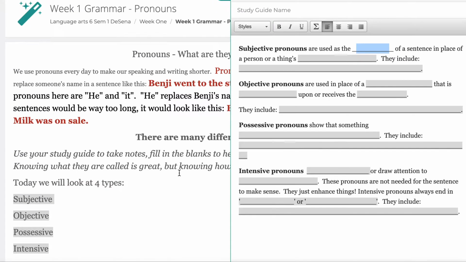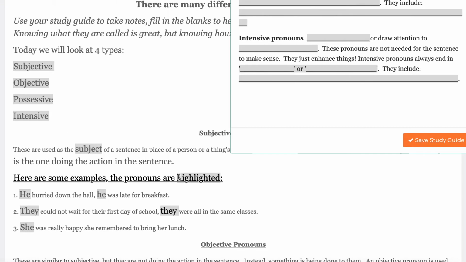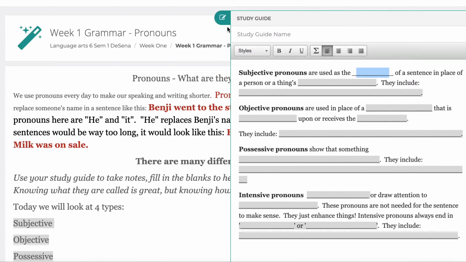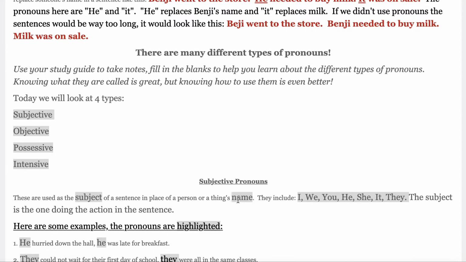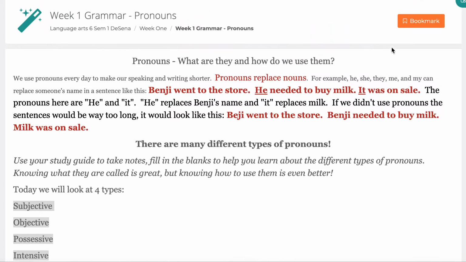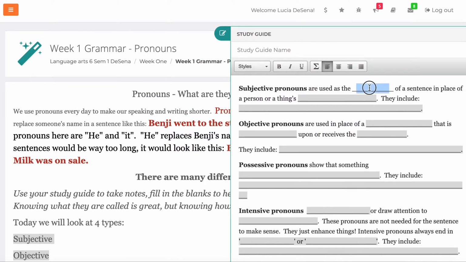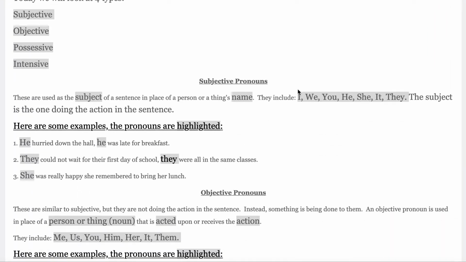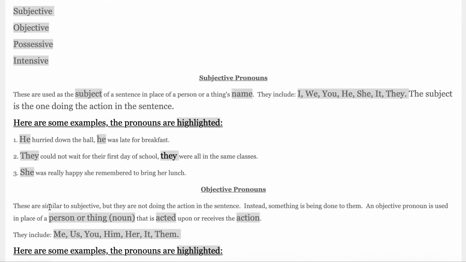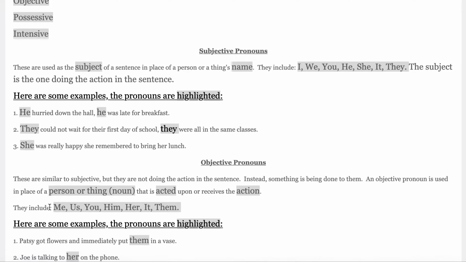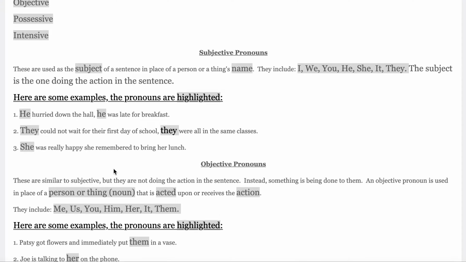A person or a thing's, let's see, what does it say in the lesson? A person or a thing's name. So that highlight means that you can put that word name here. They include, so the subjective pronouns are I, we, you, he, she, it, they. Okay? All right, so the subjective pronoun is going to stand in for the subject.